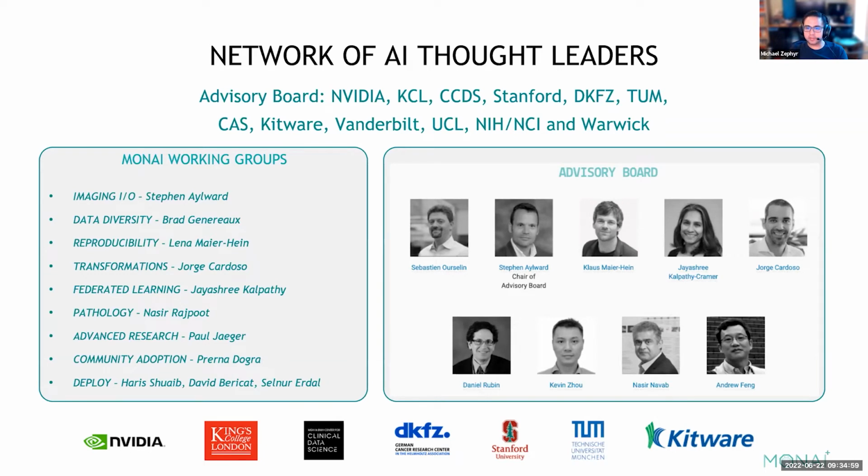On the right-hand side, you see some of our advisory board. If you go to our monai.io website, you can click on them. It'll link to their pages if you want to know a little bit more about any of them. On the left-hand side, you see our MONAI working groups. You'll see working groups ranging from things like imaging IO, reproducibility, federated learning, pathology, or deploy.